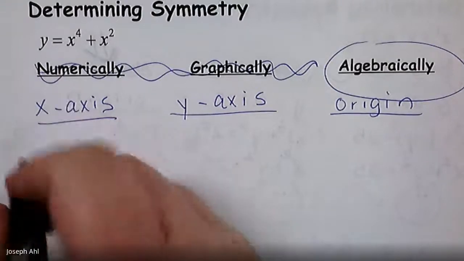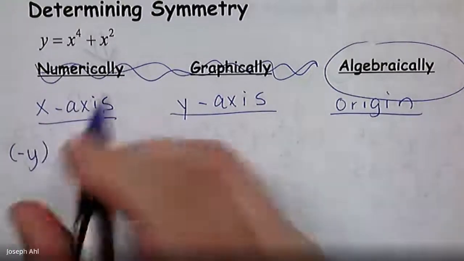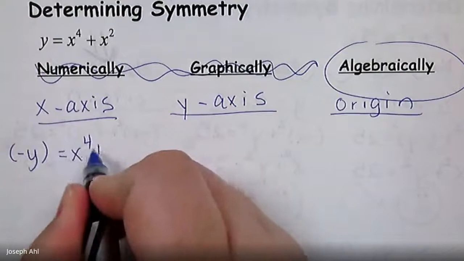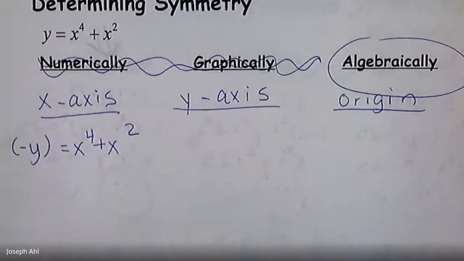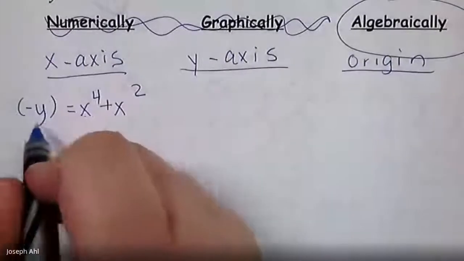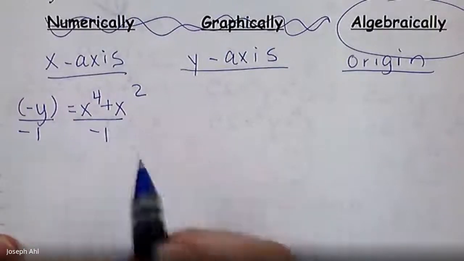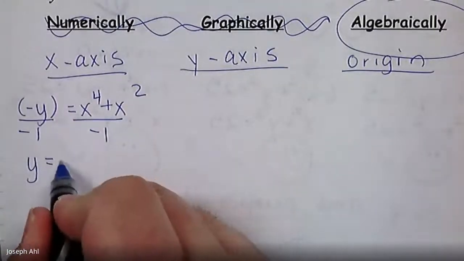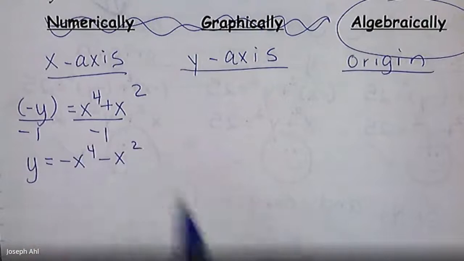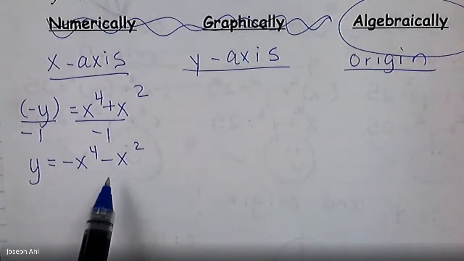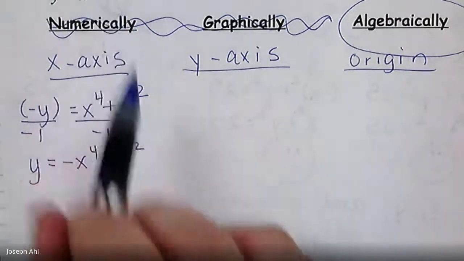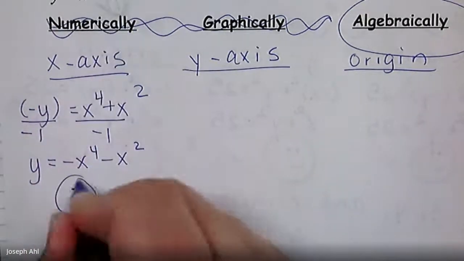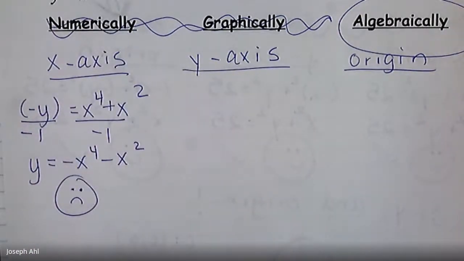Does this have x-axis symmetry? Well, we have to replace y with negative y and see what happens. All right, when you do this x-axis test here, to get y alone, just divide both sides by -1. So that's going to become y equals negative x to the fourth minus x squared. Okay, so that clearly, in my opinion, does not match the original up at the top. So I'm going to draw a sad face here. This does not have x-axis symmetry.